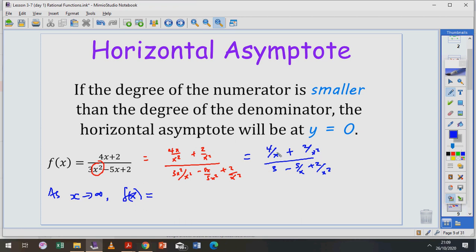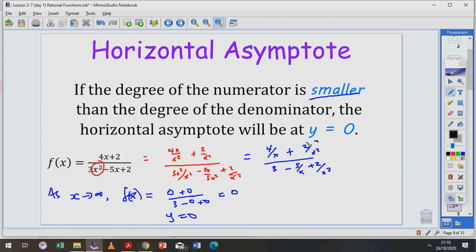Well, let's see. If x is a very big number, 4 divided by a very big number will be close to 0. 2 divided by a very big number will also be close to 0. This is just 3. 5 divided by a very big number will be close to 0. 2 divided by a very big number will also be going to 0, and I just end up saying that f of x is equal to 0, and f of x equals 0 is the same as y equals 0. So that's basically telling me that if the degree of the numerator is smaller than the degree of the denominator, then the horizontal asymptote will simply be at the line y equals 0.